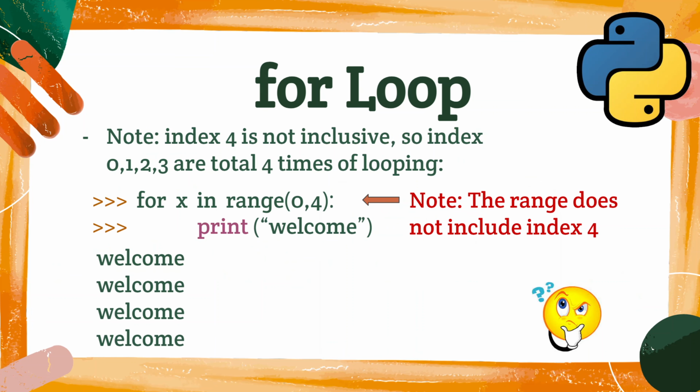Let me explain the 2 parameters of range. The first one, 0, is the beginning index, but the second one, 4, is not inclusive. So, this case only covers 0, 1, 2, 3. So, this loop will run total 4 times.